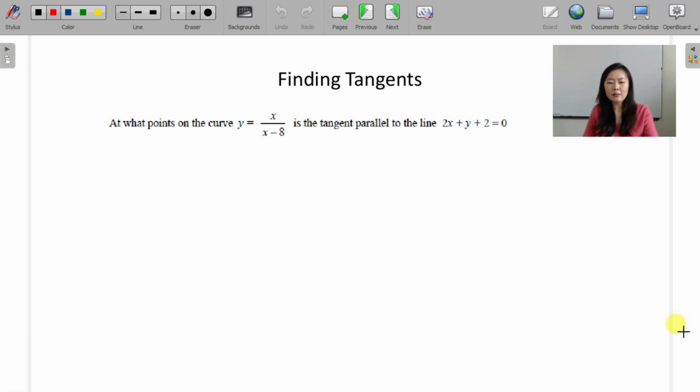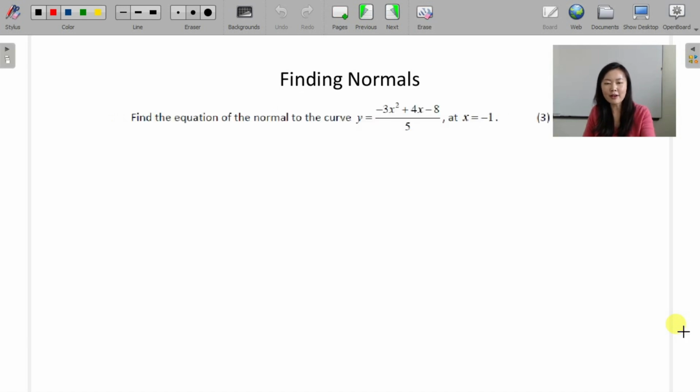All right, so I might actually come back to this one because I realized this one's actually even harder than the next one. So I'm going to do the next one first, just so that you're warmed up to how to find tangents and normals before we tackle the previous one. All right, so to find the equation of the normal, the first step is you need to find the derivative.